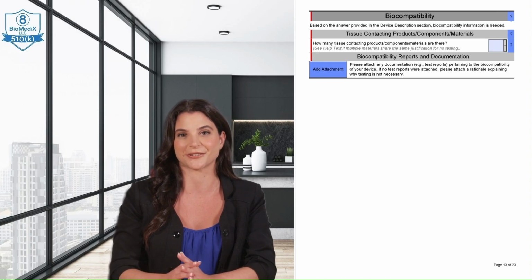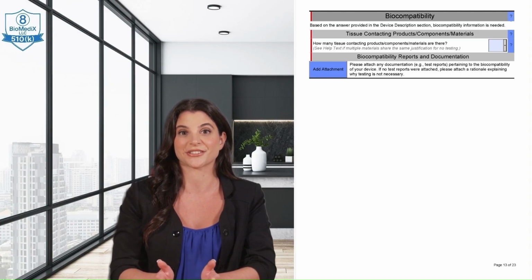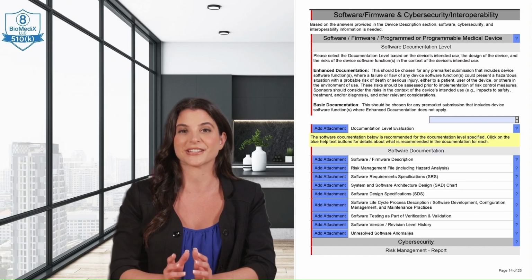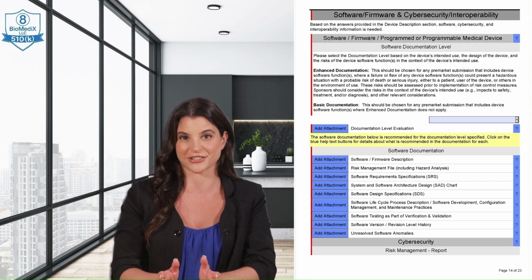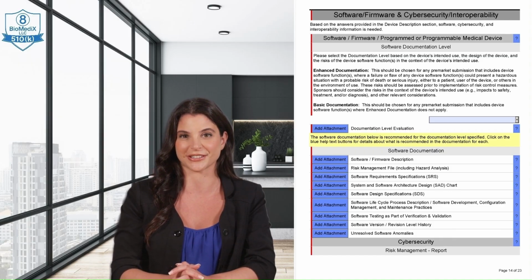Page 14, Software Documentation. On page 14, you begin the software documentation process by determining the software documentation level, or level of concern, LOC. This classification is based on how the software contributes to patient care and the potential consequences of a software failure prior to mitigation. You'll answer a series of questions about your software's function to determine the appropriate LOC.